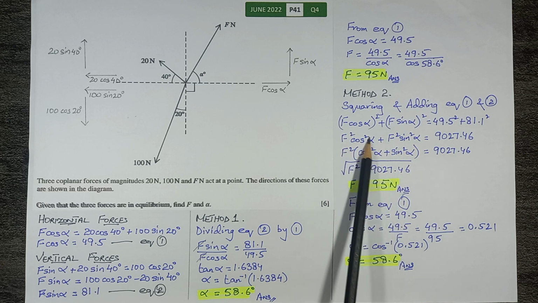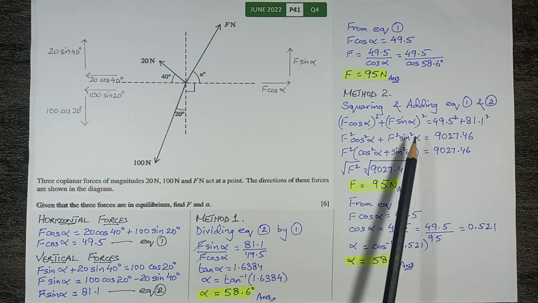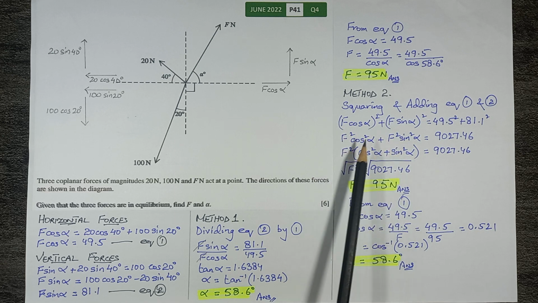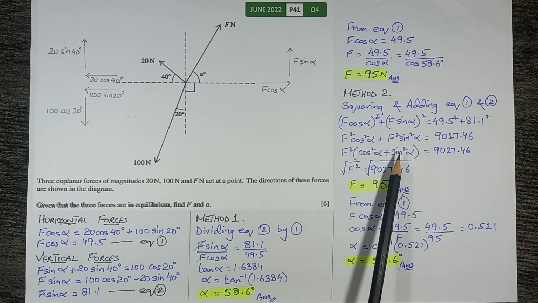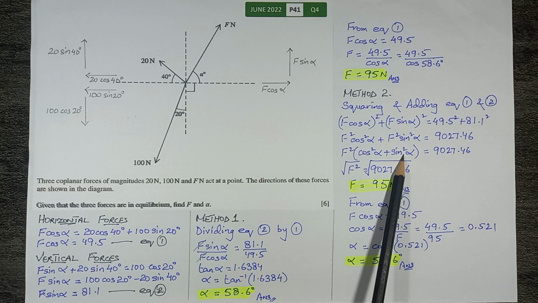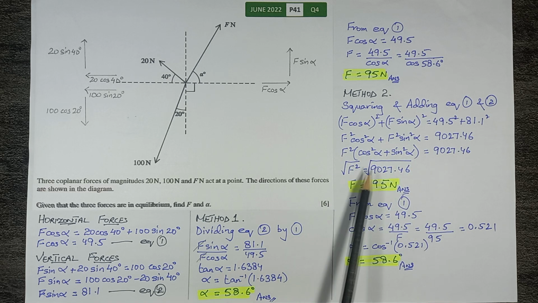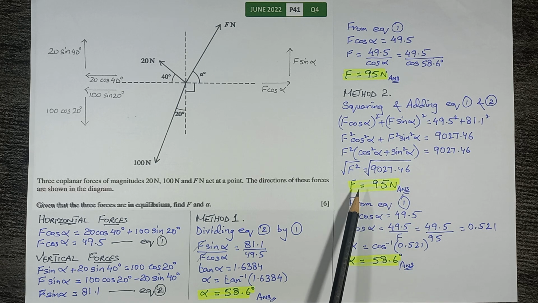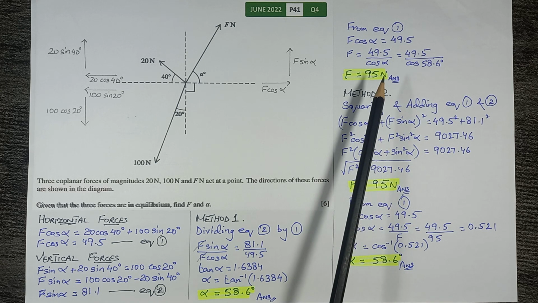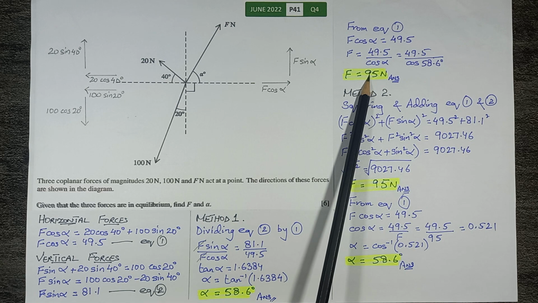Open up the bracket, simplify them. F square cos square alpha plus F square sin square alpha. Take F square as common. We are left with cos square alpha plus sin square alpha, which is an identity, equal to 1. So we are left with F square equals 9027. Taking the square root on both sides, finally we can say that F is equal to 95 Newton. Definitely the same answer which we got from method 1.